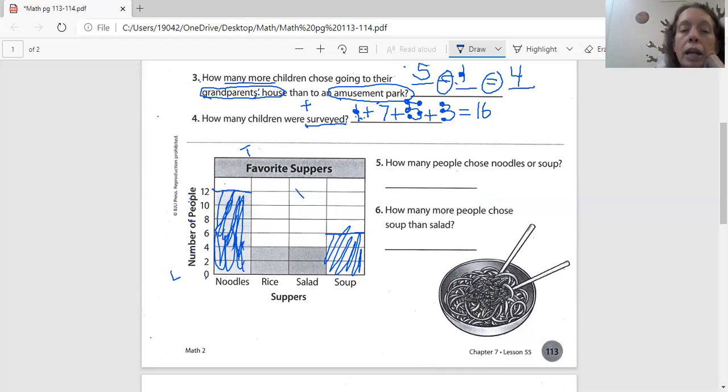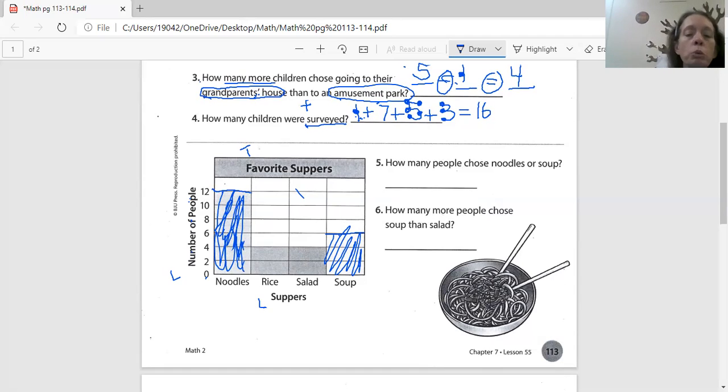All right, so now I'm going to go ahead and do my graph. Oh, I forgot to put over here, this is my other label. These are the suppers they had to choose from. Their choices were noodles, rice, salad, or soup.